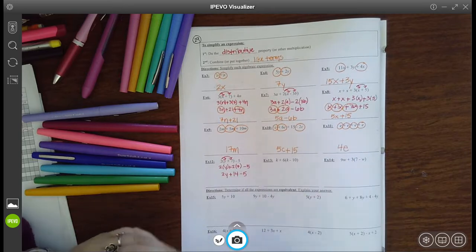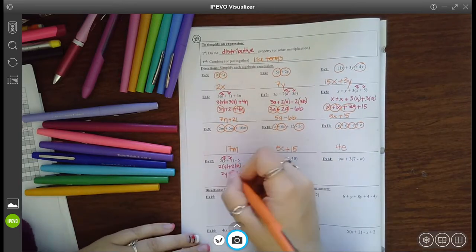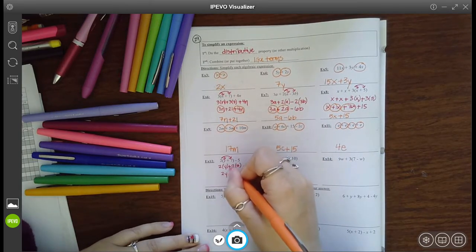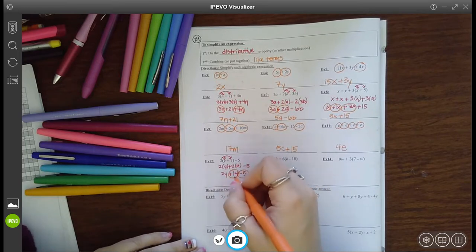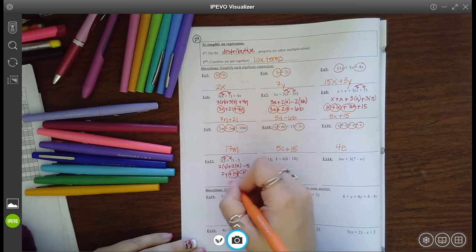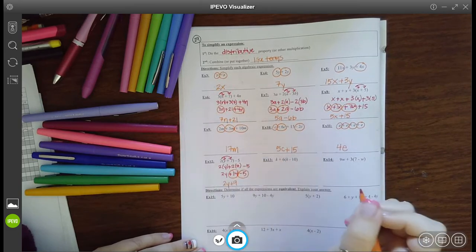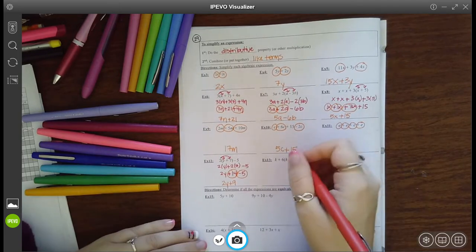And now combine your like terms. There are no other y's, but remember, constants are like terms. So I'm going to combine those two constants of 14 minus 5 is 9. And don't forget to bring that 2y down in front. I probably would have done that first. Okay.